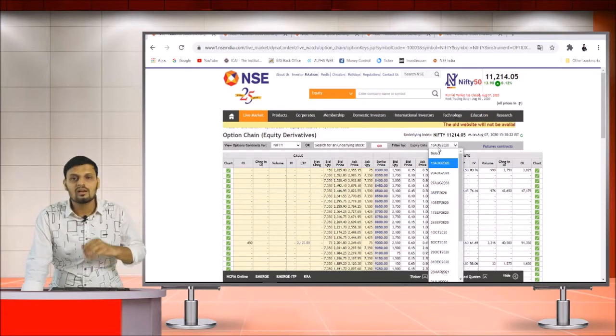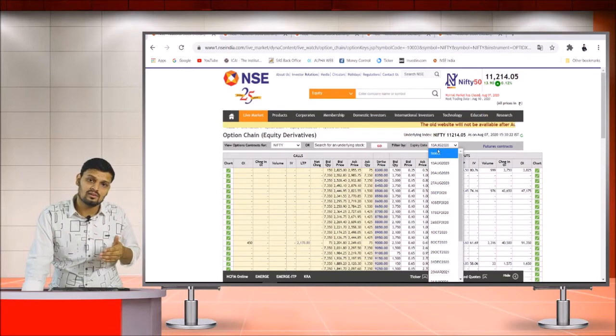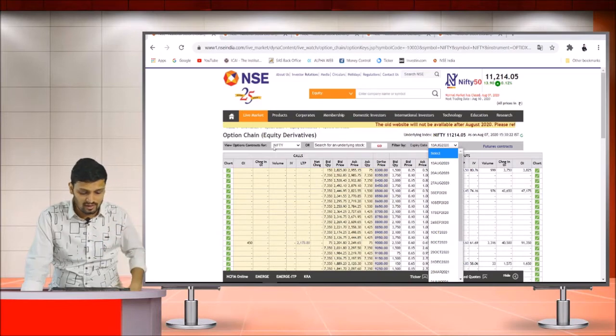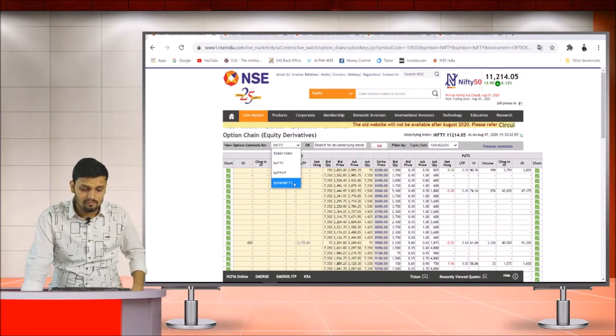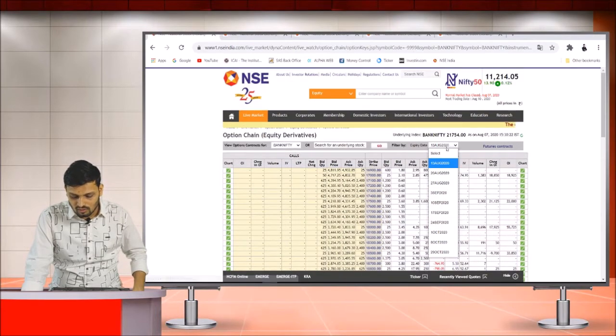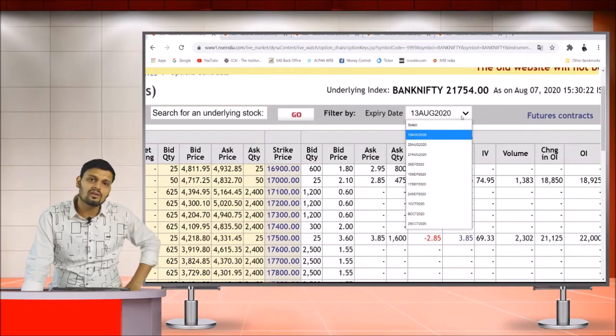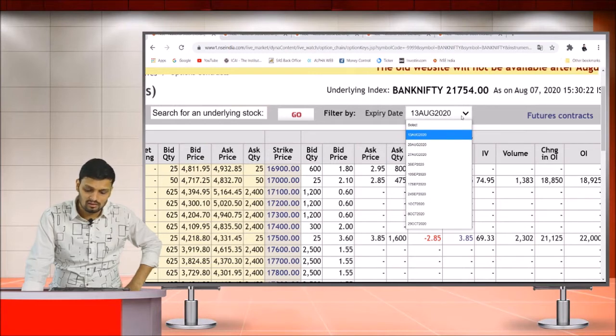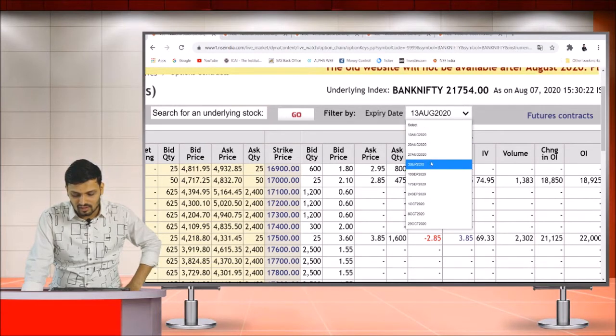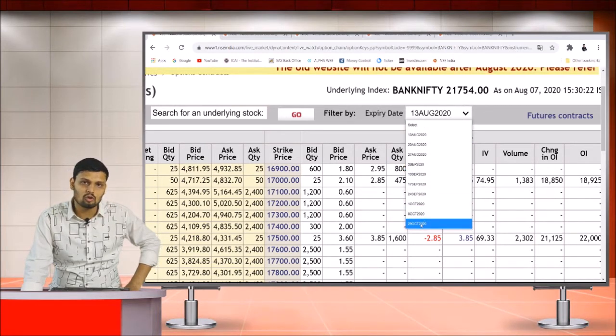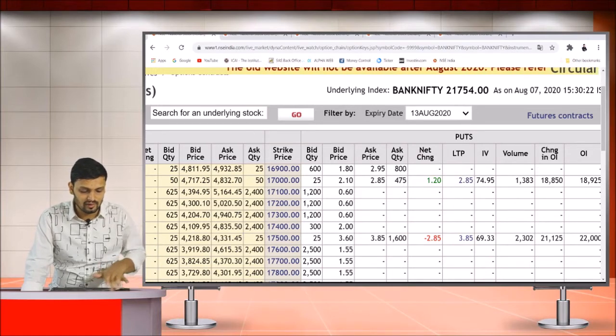For Nifty, you will have weekly expiries. There are only two indices where you will find weekly expiries. One is Nifty, the other one is Bank Nifty. If you click here, you will find weekly expiries. Sir, what are weekly expiries? These will not expire only at the end of the last Thursday of every month. There will be weekly expiries, and it is going till the 29th of October. That is, for 3 months you have weekly expiries.